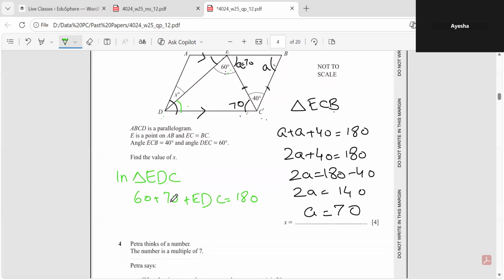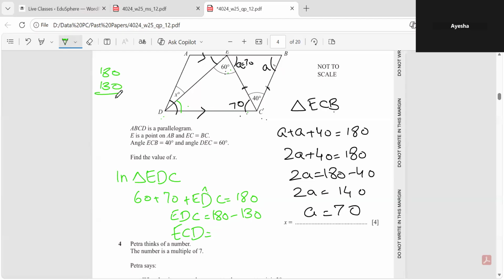Now at this point of time, 60 plus 70 is 130. So I'm going to shift directly to this side. So EDC, because I have very little space, I'm subtracting 180 minus 130, which is actually, I added 60 plus 70 is 130. And if it's added, when it has gone to the other side, it is subtracted. So I may say that EDC is equal to, if we subtract, because I have to use the rough column, we are unable to use the calculator. So it's 0. 8 minus 3 is 5.